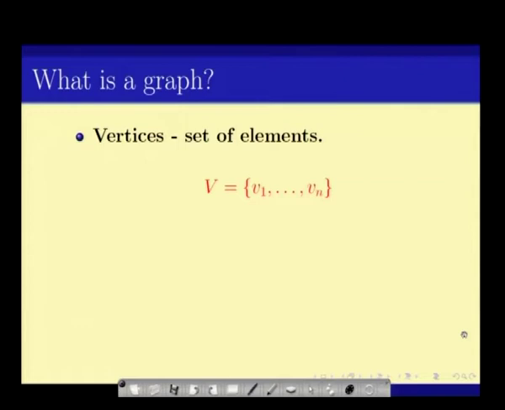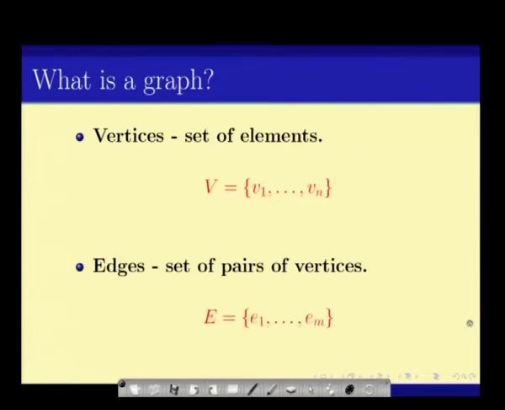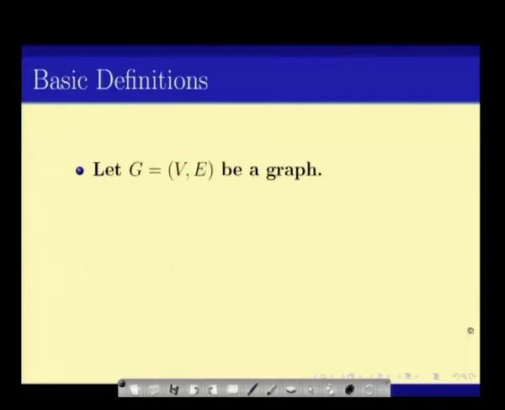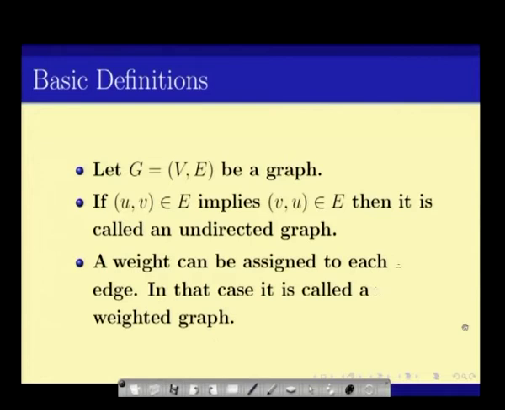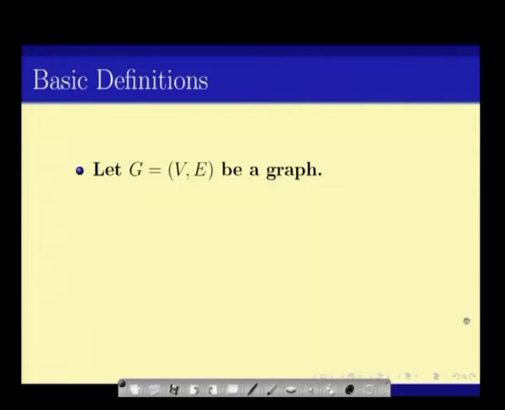To recap, a graph is given by a set of vertices V1 to Vn and a set of edges E1 to Em. Each edge is a pair of vertices. So, G is given as (V, E). If (u, v) being in the edge set E implies that (v, u) is also in E, then we call that graph an undirected graph. Weights can be assigned to each of the edges, and in that case the graph is called a weighted graph. There are some more basic definitions that we might want to recap.